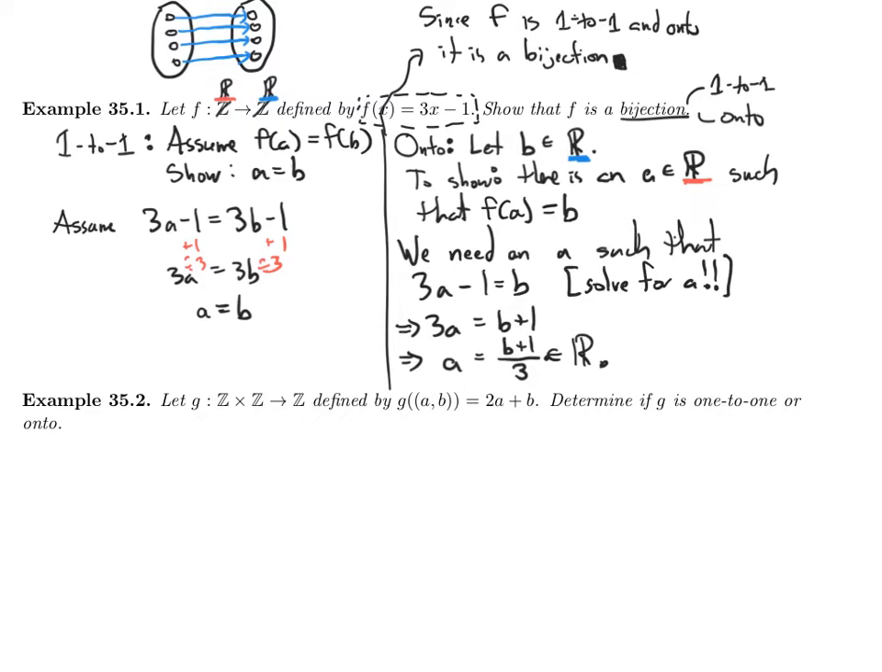Note that the choice of domain here is important to whether a function is 1-to-1 or onto. If these were indeed the integers instead of the real numbers here, well, this function would still be 1-to-1 because this argument still works, but it wouldn't be onto. So pause the video and think about why that would be the case, why this function would not be onto if this function went from the integers to the integers.